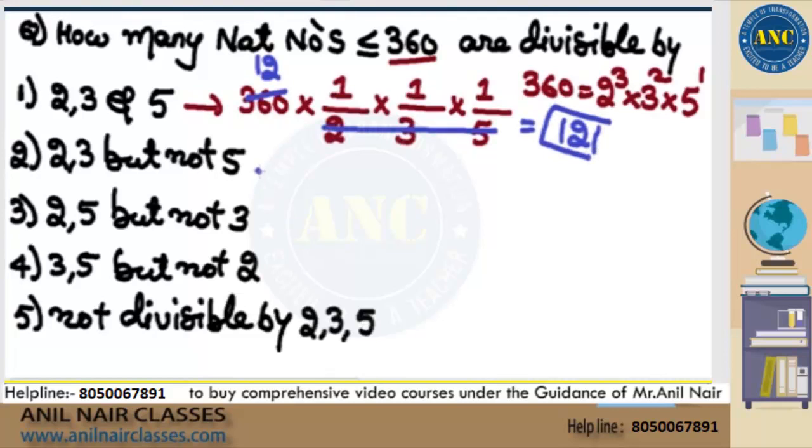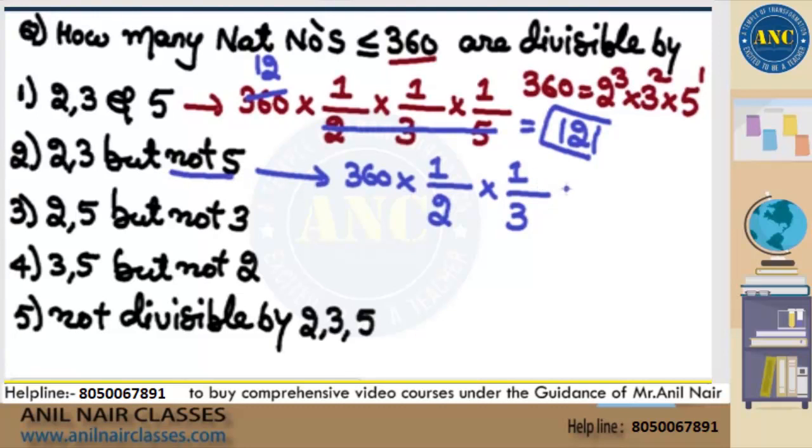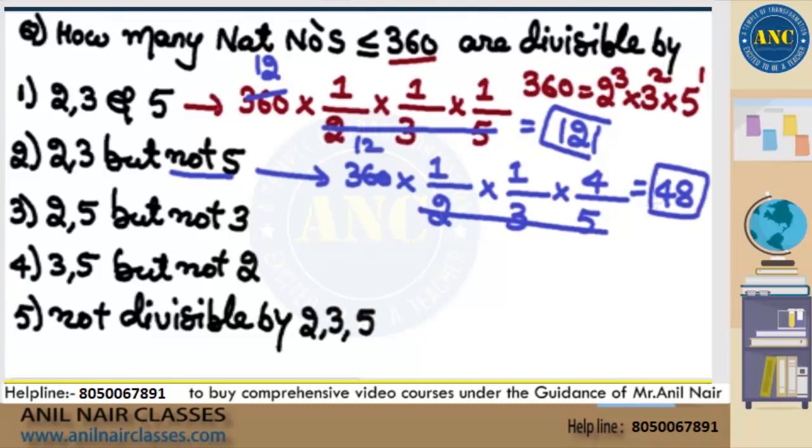Second one, divisible by 2, 3 but not 5. Out of 360 numbers, for every 2 numbers, one number is divisible by 2. Out of every 3 numbers, one number is divisible by 3. Out of every 5 numbers, one number is divisible by 5. How many are not divisible by 5? 4. 6 5s are 30, 30 12s are 360, 4 12s are 48. Answer is 48.